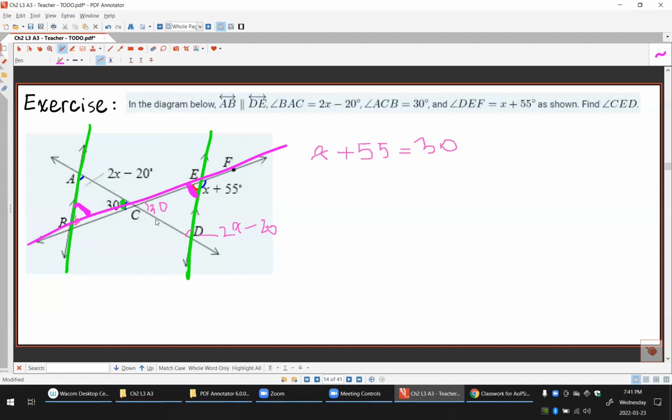Understand? And if you think about this line as a transversal, then this angle and this angle are alternate interior angles. Do you know what I'm talking about? Yeah. Okay, so there is no apparent relationship between x plus 55 and your 30 here. So this expression is not correct.